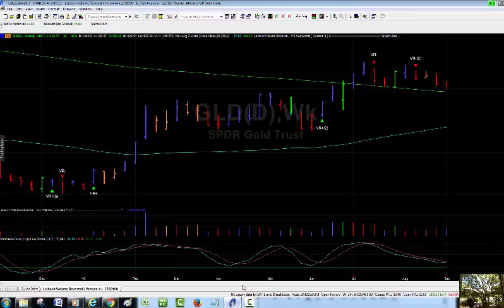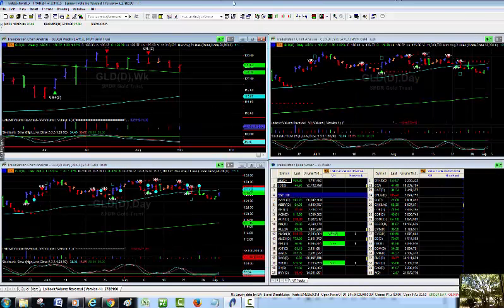Jumping to the screen, let me minimize this for a second. So what I'm looking at here, typical day: on the top left, this is the sequential, which we're going to look at now for GLD. This is the directional version of it, and this is the 2-day version.